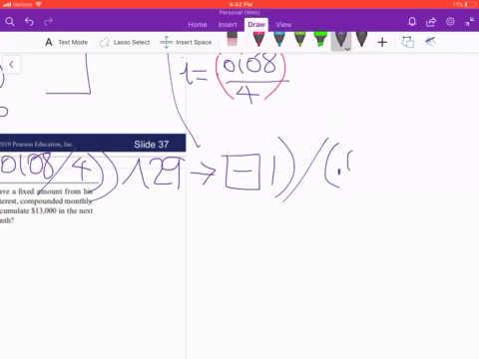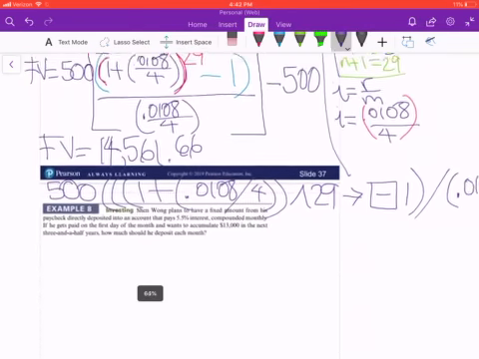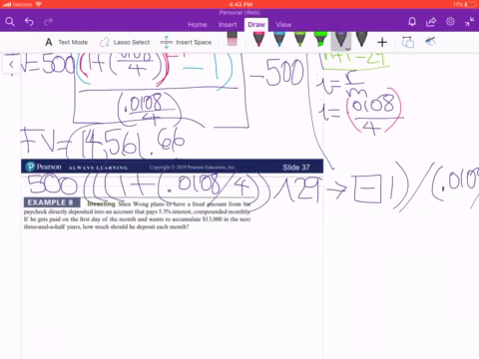parentheses again, 0.0108 divided by 4, close it, and then you will close it again. And then after that, it will be minus 500. And so, if you enter that correctly, you should get that as your answer.